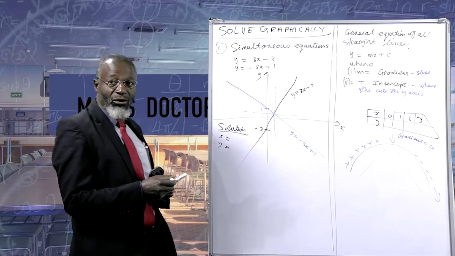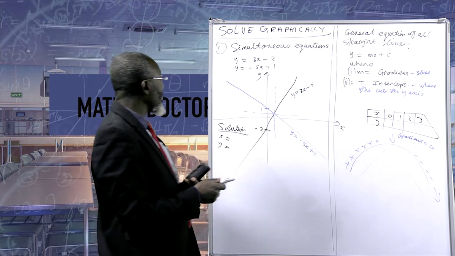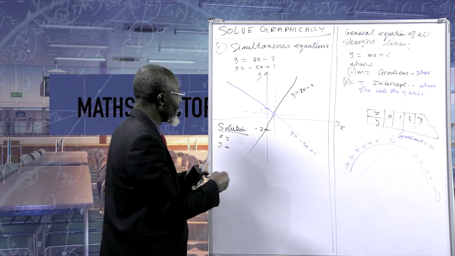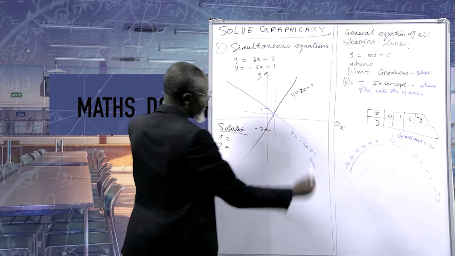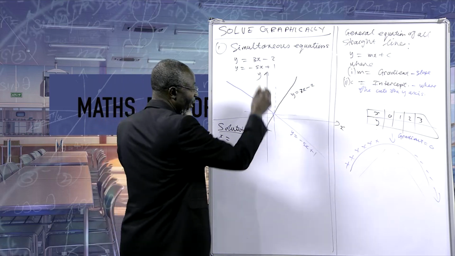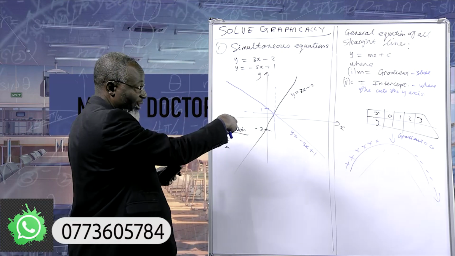The mighty Math Doctor, solving graphs graphically. We're solving equations graphically. What I've just done here, I've drawn my graphs and I'm now looking at the solutions. How do we now find the solutions? It means where these two lines are crossing each other, that's where the solutions are.